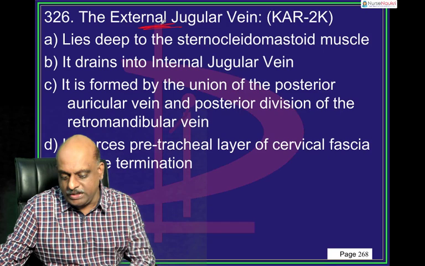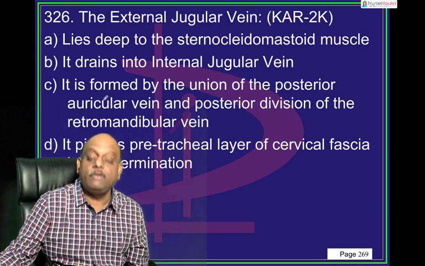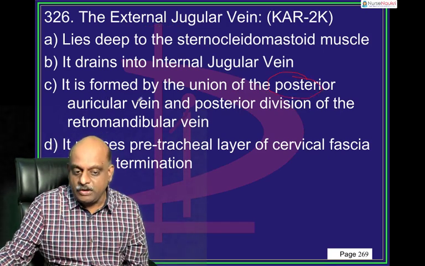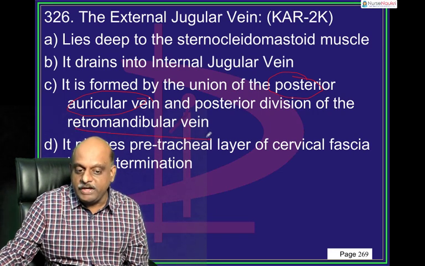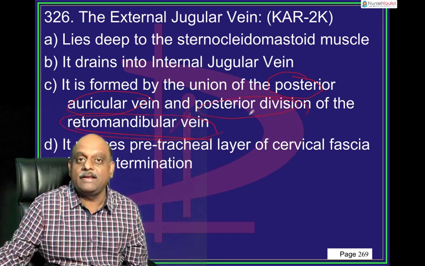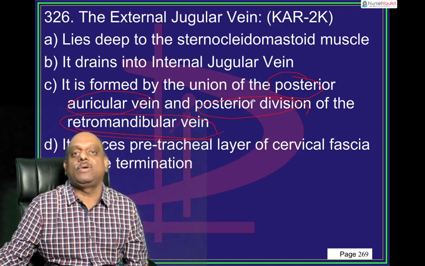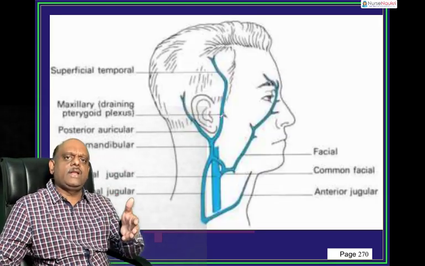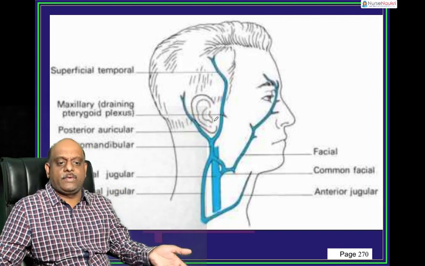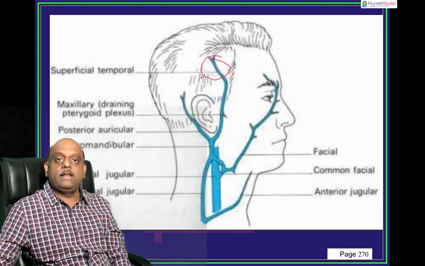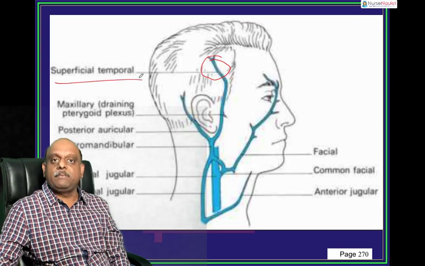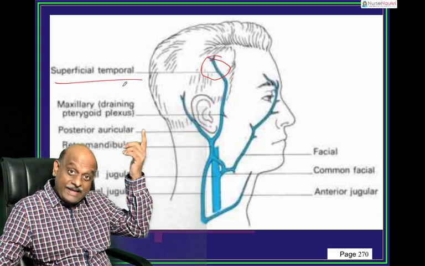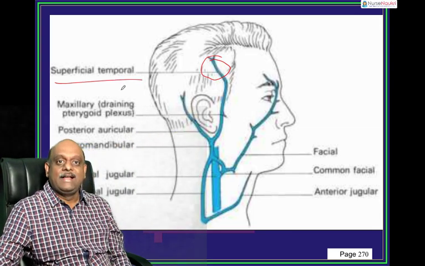Now, external jugular vein, how is it formed? Posterior auricular vein and the posterior division of the retromandibular vein, they are the ones which form the external jugular vein. External jugular is the counterpart of the external carotid. So obviously the terminal part of it will be superficial temporal. जैसे external carotid artery को क्या है? Superficial temporal artery was the terminal part.